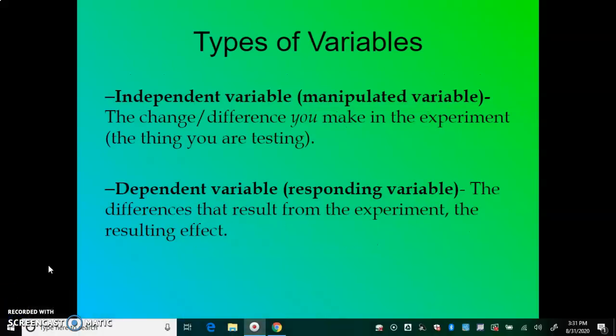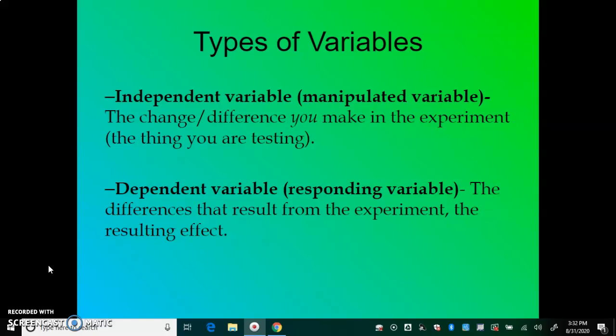Now, within your experimental groups, so this is the part of the experiment that's getting the change done to it, there's 2 major types of variables. The independent variable or the manipulated variable, it's sometimes called. Sometimes you'll see in class we'll abbreviate it as IV for independent variable. This is the change or the difference that you're doing or making to the experiment. So it's the thing you're testing. So in my last example, I said we're testing whether or not fertilizer has an effect on the growth of plants. So the change would be the addition of fertilizer. So independent variable, it's whatever the experimenter is choosing to do to the experiment. What are they trying to change to the experiment?